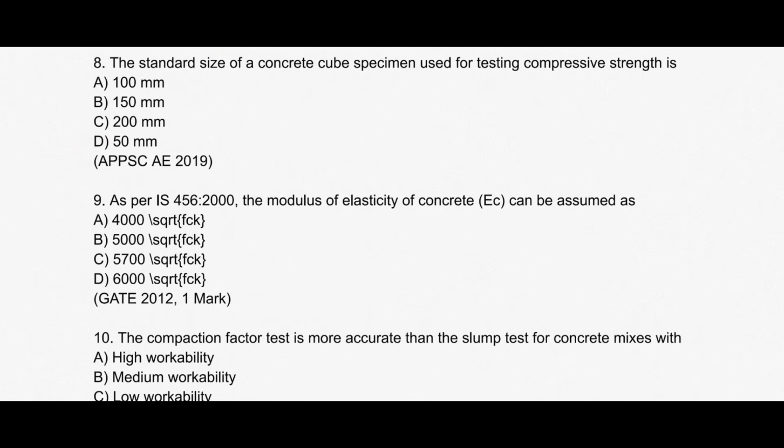Eighth question. The standard size of a concrete cube specimen used for the testing of the compressive strength of the concrete is option A 100 mm, option B 150 mm, option C 200 mm, and option D is 50 mm. So the answer is 150 mm.